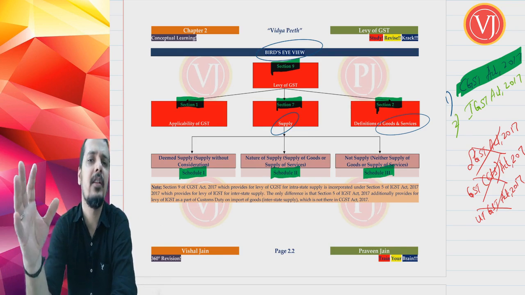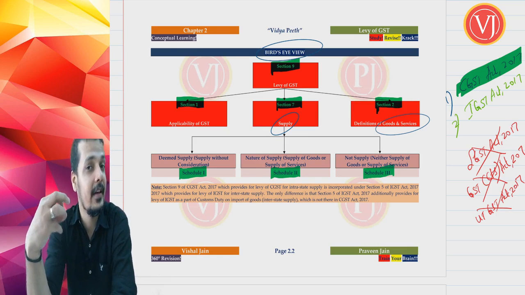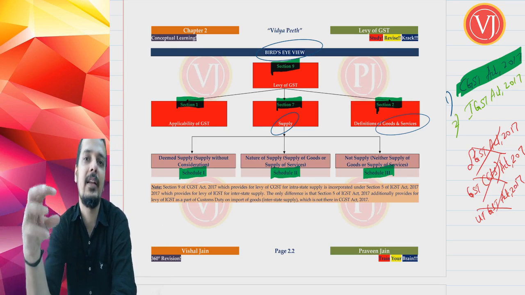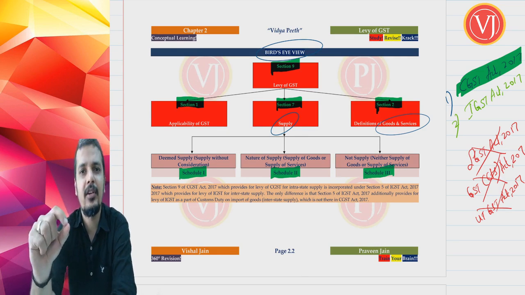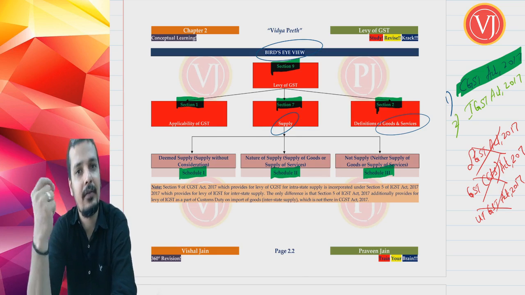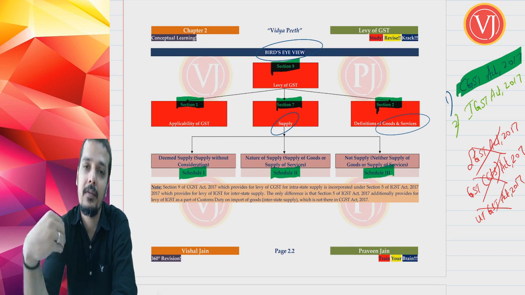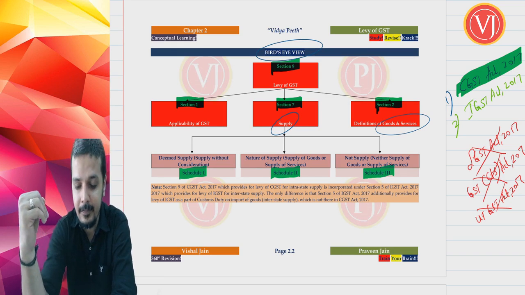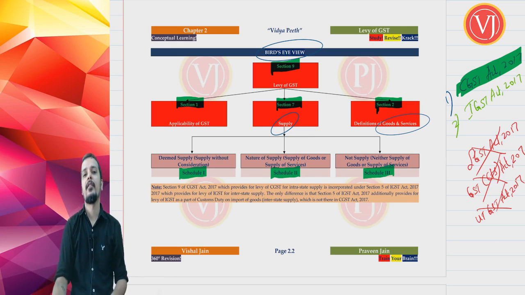Section 2 will be there in all the chapters. Here I have specifically mentioned it because goods and services are very important to understand. Therefore, the focus will be on the definition of goods and services. So section 2 defines a lot of things. Even within this chapter, we are going to see a lot of definitions. We are not going to restrict ourselves to goods and services. A lot of definitions we are going to discuss within this chapter also. But the main focus will be on the definition of goods and services. Right.